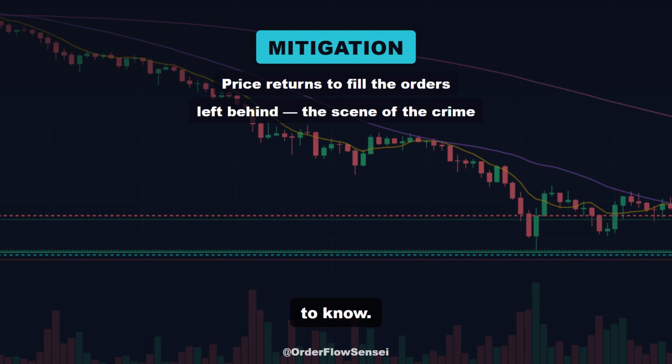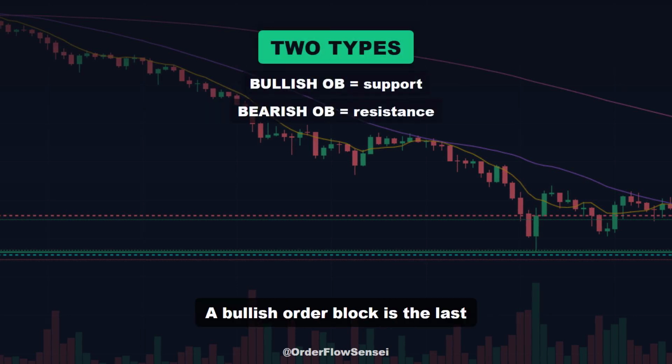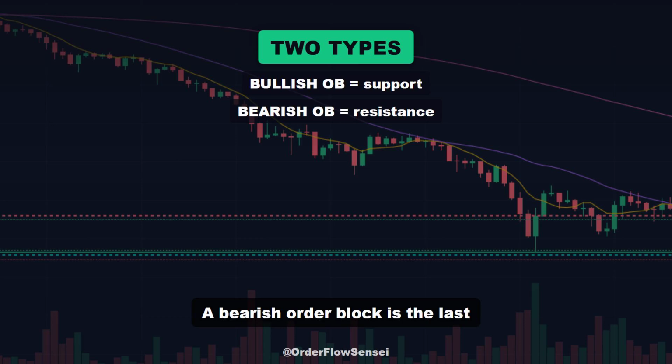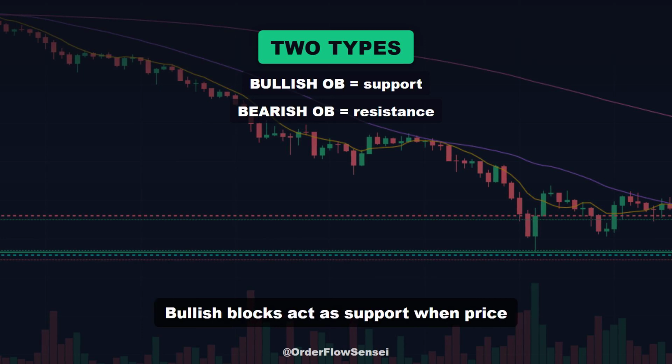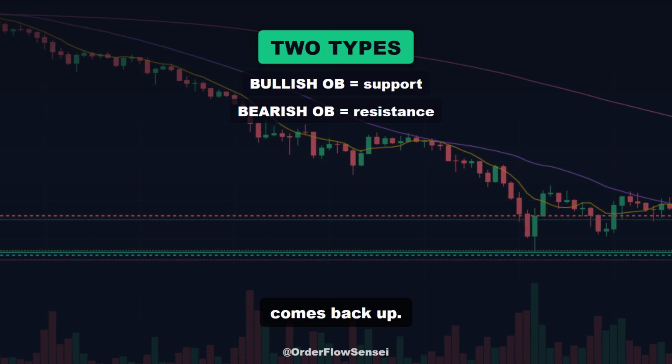There are two kinds you need to know. A bullish order block is the last red candle before a strong move up. That is where buyers stepped in. A bearish order block is the last green candle before a strong move down. That is where sellers took control. Bullish blocks act as support when price comes back down. Bearish blocks act as resistance when price comes back up.